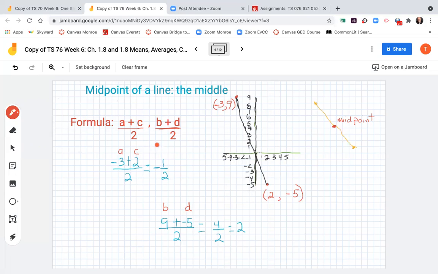And so here's our magic formula for finding the middle of a line. You've got 2 points on a line. The formula is, which you'll want to write down here, A plus C over 2, which is divided by 2. That's your first coordinate. Okay, that's going to be your x coordinate. And then the second coordinate is B plus D over 2.